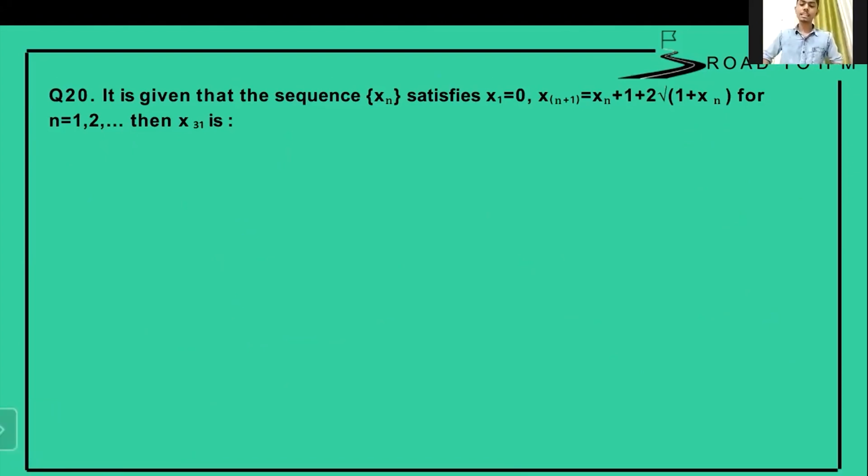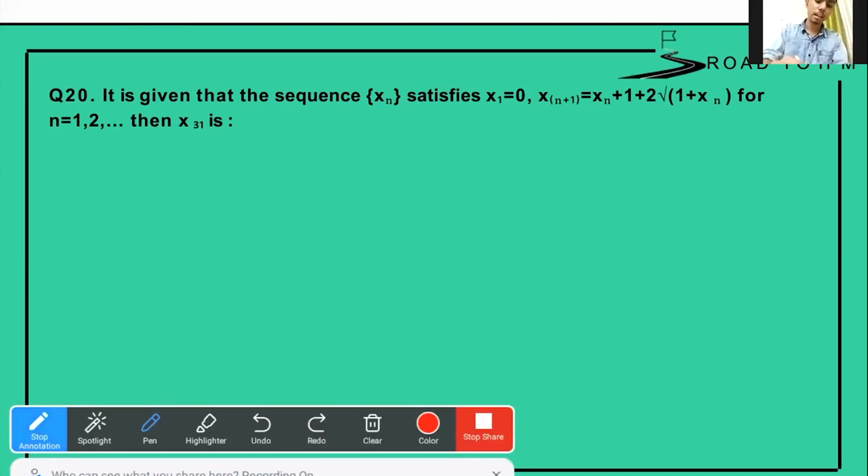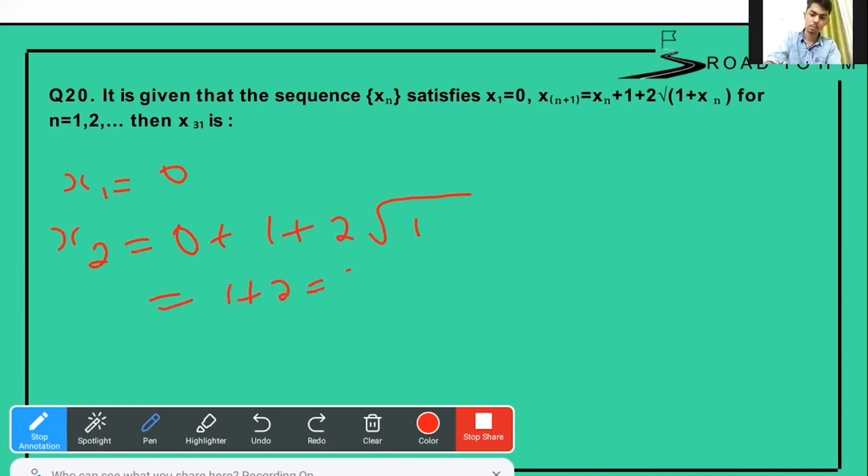Okay, it is given that the sequence x_n satisfies x1 is equal to 0, x_(n+1). Again, we're just simply going to substitute and find out whether we can find an answer. Let's see. x1 is equal to 0. Now, how about x2? What would that be? x2 is equal to x1 plus 1 plus 2 multiplied by root 1 plus x_n. x_n is 0, so 0 plus 1 plus 2 multiplied by 1. What would that be? 1 plus 2, 3.